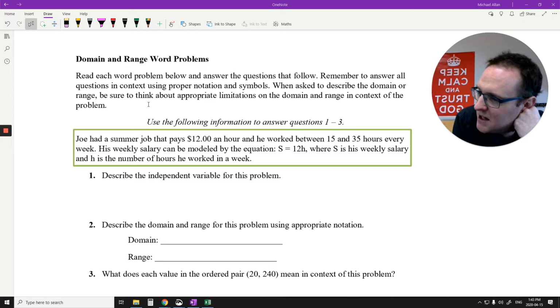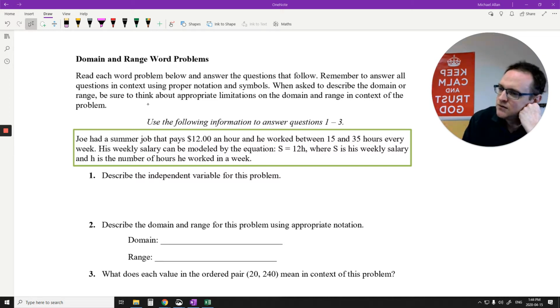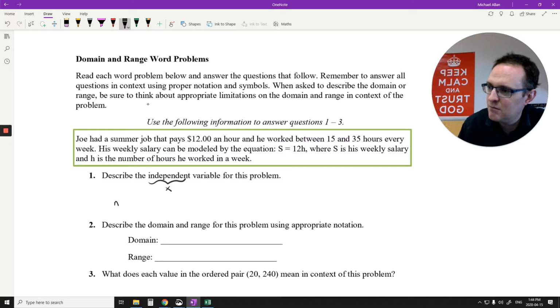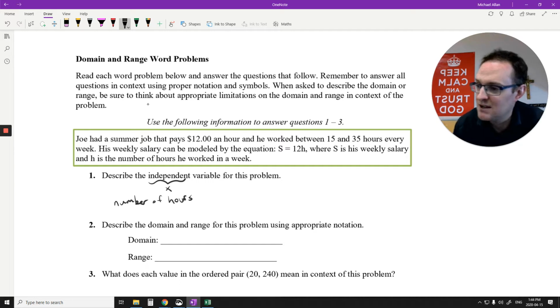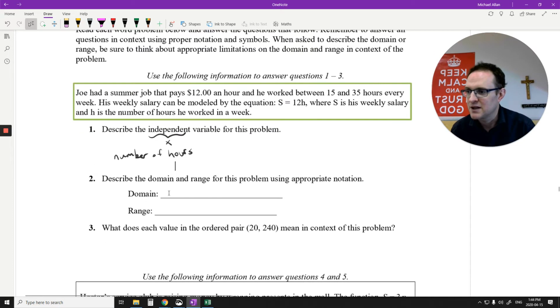Describe the independent variable for this problem. So remember, the independent variable is the input. So the independent variable represents the x. So in this case, it is the number of hours. Now, what's dependent on that is the amount we get paid. So that's why that's called the dependent variable. The pay is your S. Okay. Number of hours. Let's just describe it. I'm just going to say number of hours there.